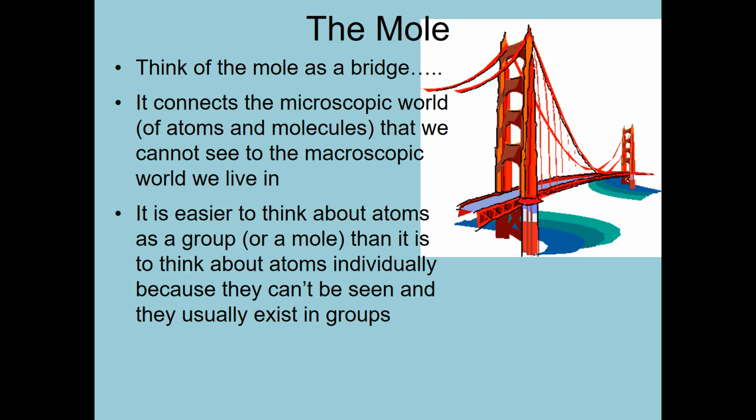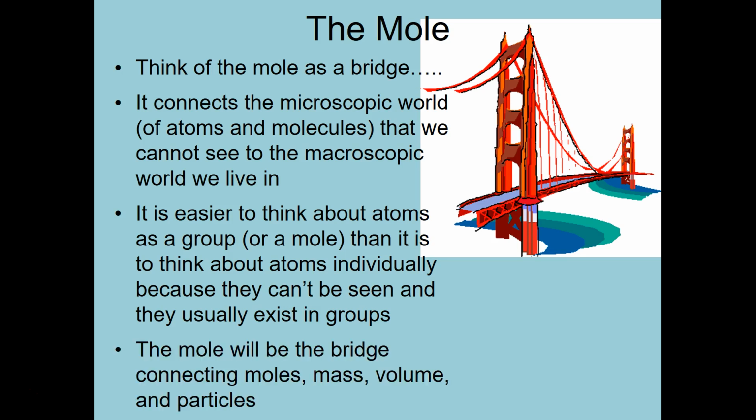So it is easier to think about atoms as a group, or a mole, than it is to think about atoms individually, because they can't be seen, and they usually exist in groups. There are very few instances that you just have one atom chilling all by itself. It's usually hanging out with a whole bunch of friends. So the mole is this bridge, and it allows us to connect moles, mass, volume, and particles, which we are going to be doing later in this unit.